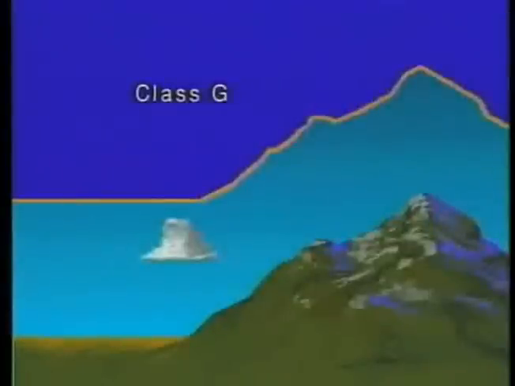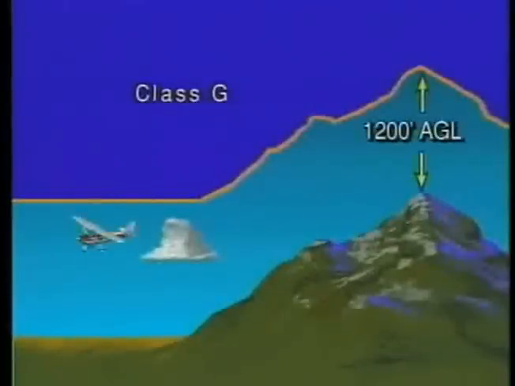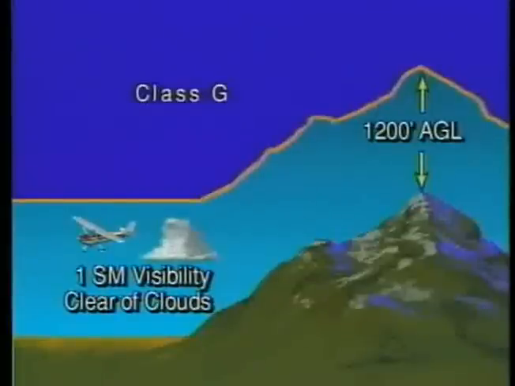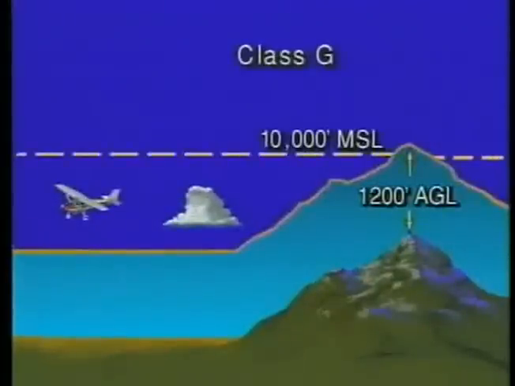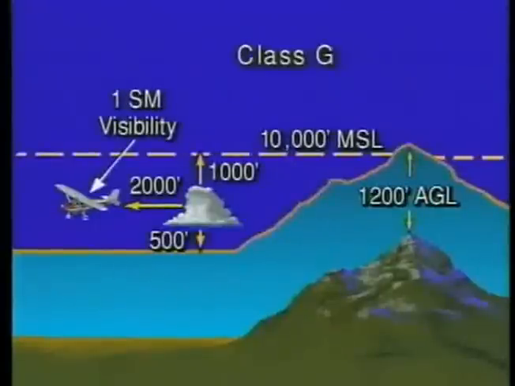The lowest weather minimums occur in Class G, uncontrolled airspace, during the day. When flying at or below 1,200 feet AGL, regardless of your MSL altitude, you must maintain a flight visibility of 1 statute mile and remain clear of clouds. During the day, when flying higher than 1,200 feet AGL, but less than 10,000 feet MSL in Class G airspace, the flight visibility remains at 1 statute mile. The cloud clearance increases, though, to 500 feet below, 1,000 feet above, and 2,000 feet horizontally.